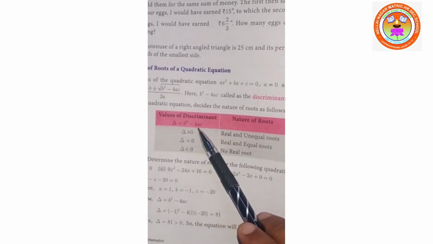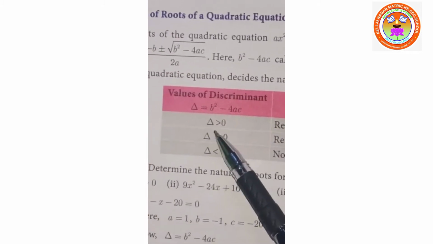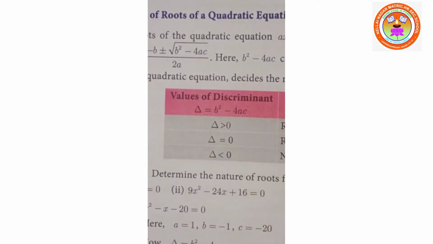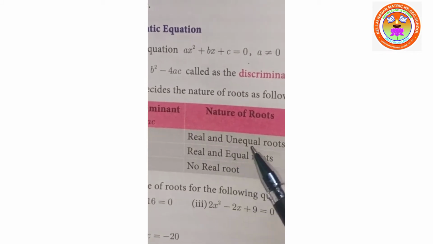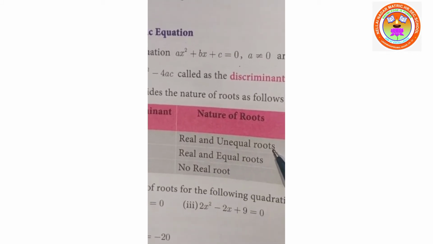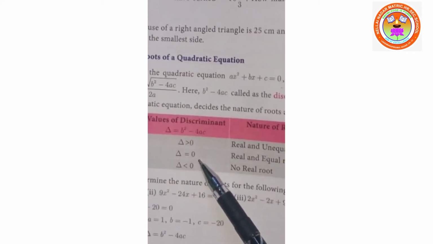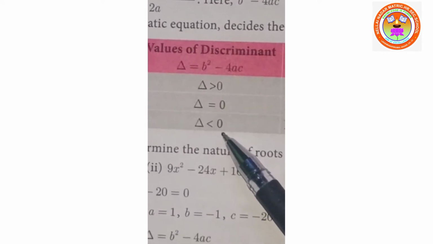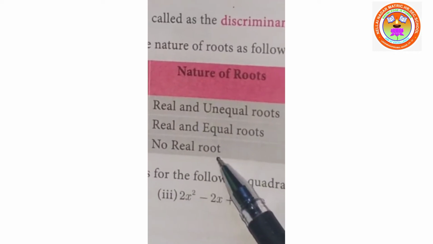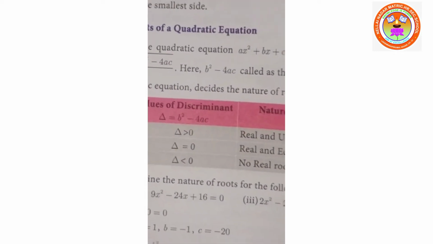Value of the discriminant, delta. What is delta? Delta equals b square minus 4ac. If it is positive, that means greater than 0, the roots are real and unequal. If delta is equal to 0, the roots are real and equal. If delta is less than 0, that means negative, there are no real roots. That means the roots are imaginary, or unreal. Okay, now we can get into that exercise.